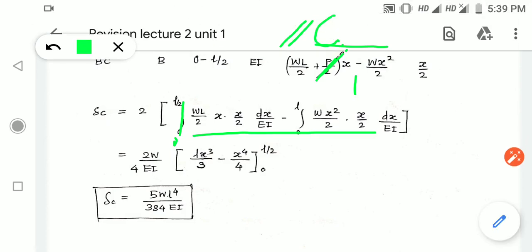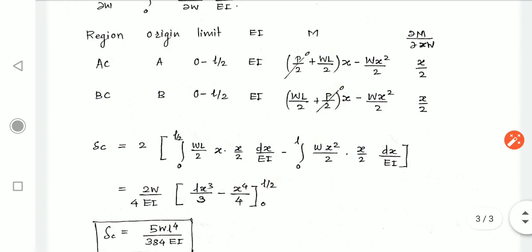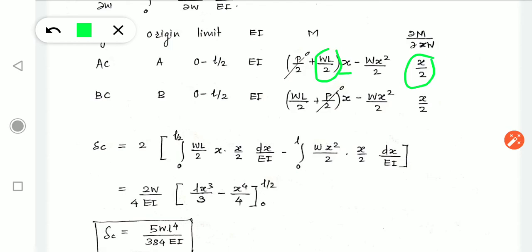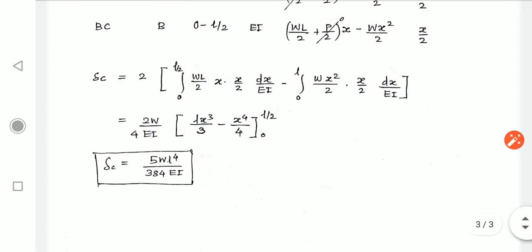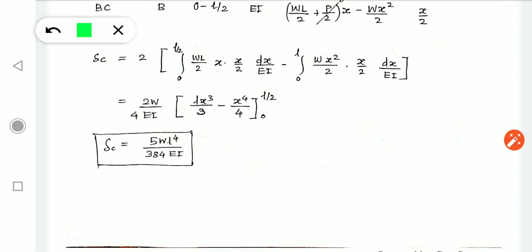So what will remain? WL/2 into x/2. Next will be Wx²/2 into x/2. So we have WL/2 into x/2 along with this x in the first bracket, and this will be in the second part. Okay, integrate it with the given limit. You will come across a deflection at C equal to 5WL⁴ divided by 384 EI. Here our first unit revision has ended. Thank you.